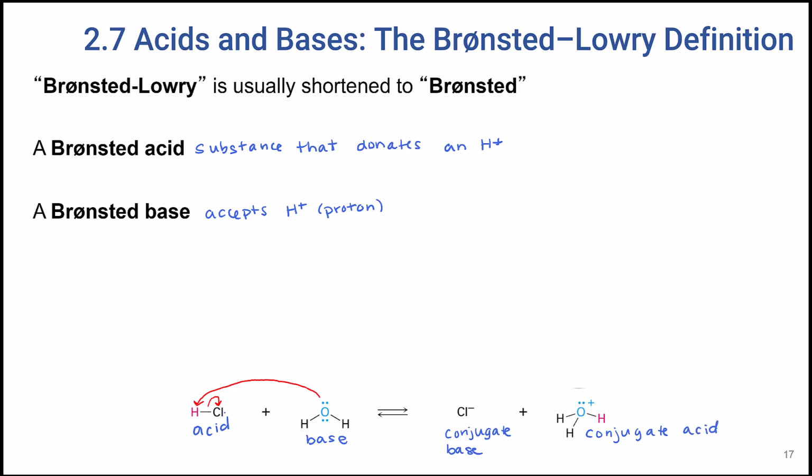HCl is our acid because it is a proton donor. It's donating its H to the base, which was water. Water is the base because it accepted the proton. In the reverse direction, Cl minus is now the conjugate base because that one is accepting the proton from the conjugate acid H3O plus.